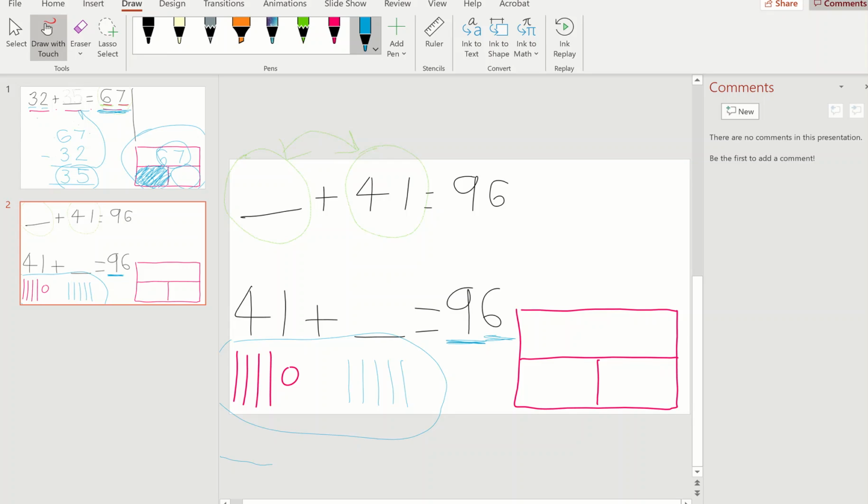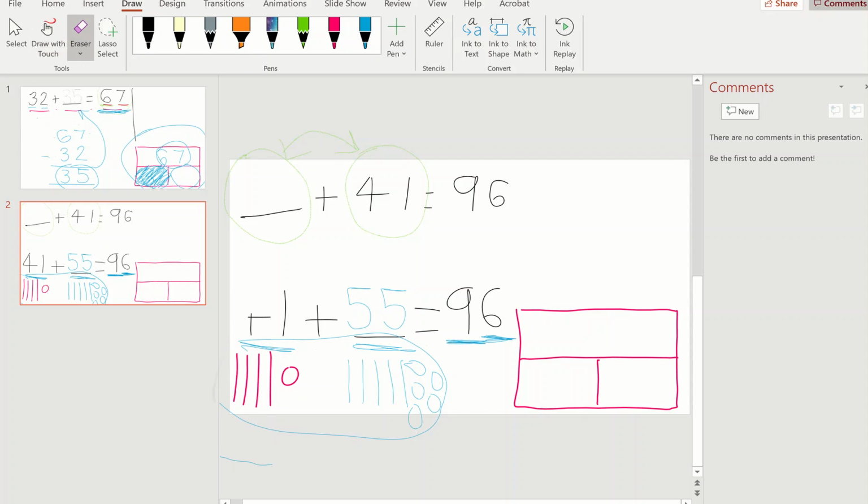I need to finish with 6 1s. So I've got 1, 2, 3, 4, 5, 6. There we go. So the bit that we've done in blue is the bit that we've added on. So if we count that, we know which number to put into the blank space. So we've got 1, 2, 3, 4, 5 10s we added on, and 1, 2, 3, 4, 5 1s as well. So 41 add 55 equals 96.